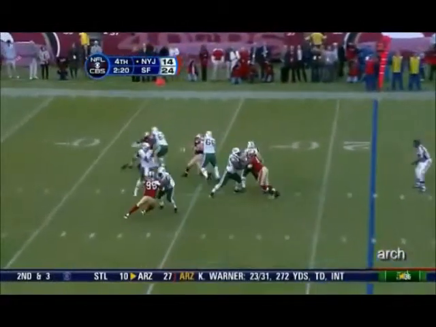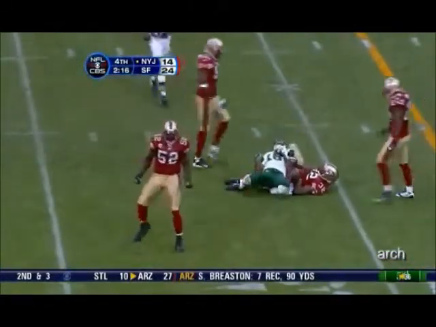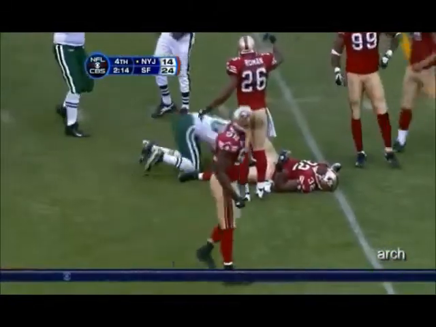Second down and 10. Oh, what a hit. Look out. Brad Smith. My goodness. I'm not sure about this one.